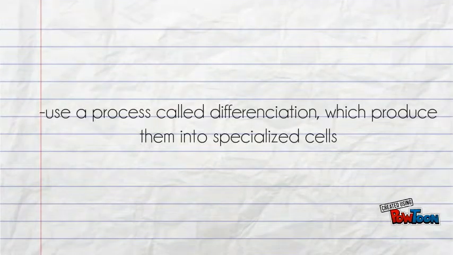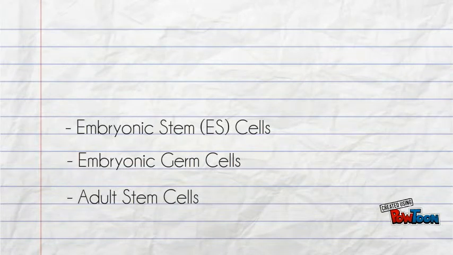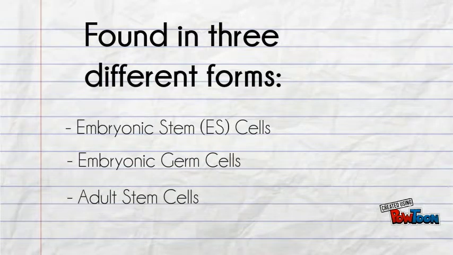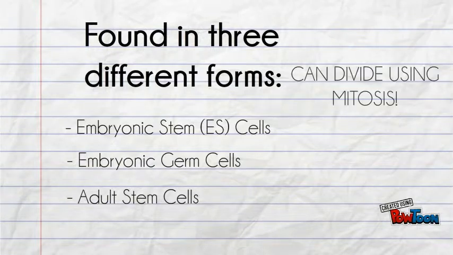Stem cells are undifferentiated biological cells that use a process called differentiation, which produces specialized cells. Stem cells are found in three different forms: embryonic stem cells, which come from embryos, embryonic germ cells, which come from testes, and adult stem cells, which can be taken from bone marrow. These forms can then divide using mitosis to produce more stem cells.